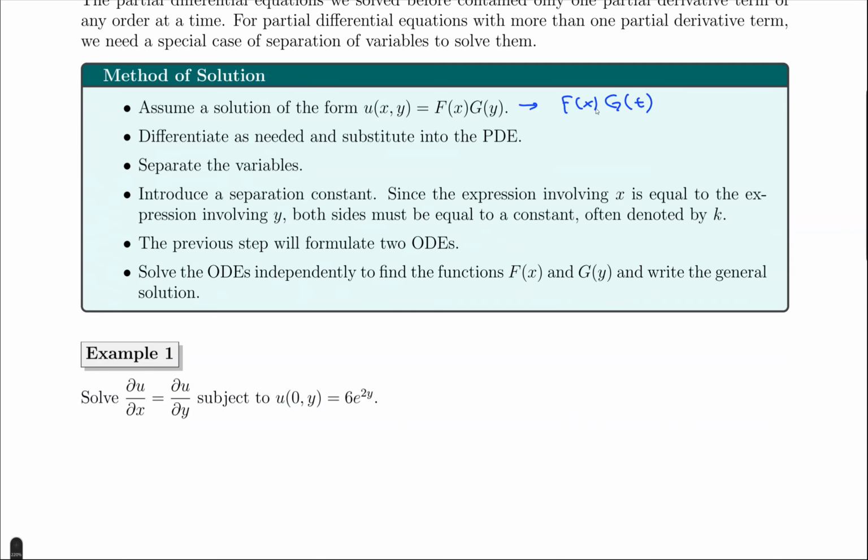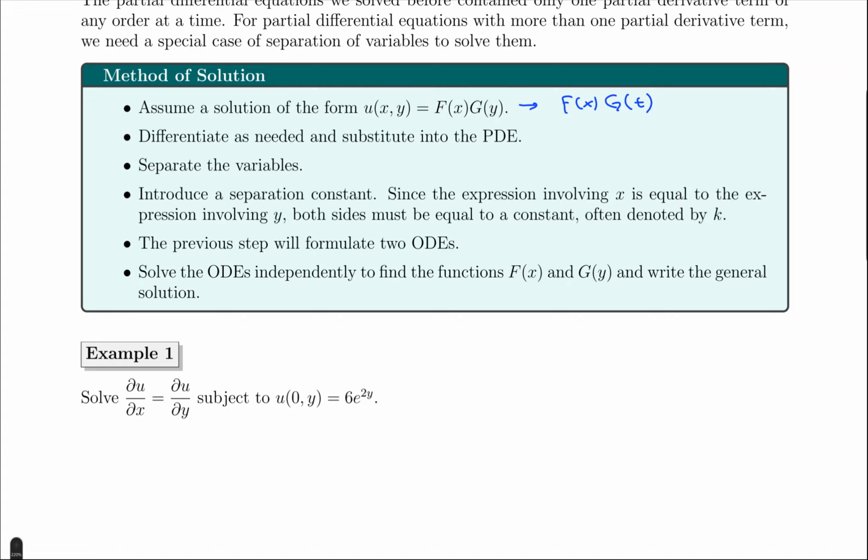Well, so we're going to assume a solution of that form, f of x times g of y, or f of x times g of t. And then we're going to differentiate this assumed solution as needed and substitute into the PDE. We'll see about it. We're going to separate the variables f and g. And then once we separate those variables, we're going to introduce what we call a separation constant. This is the plot twist in comparison with the separation of variables that you already know from week one.